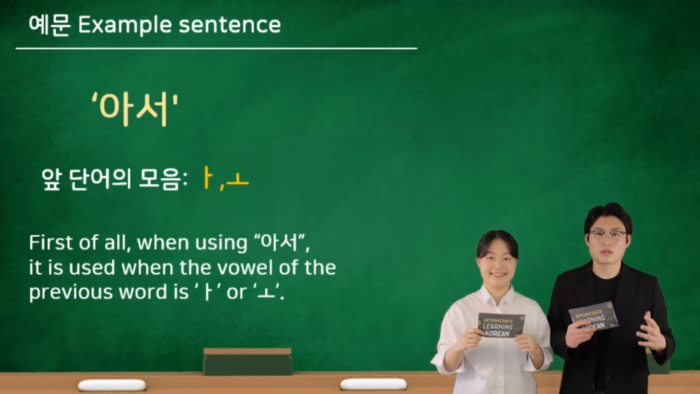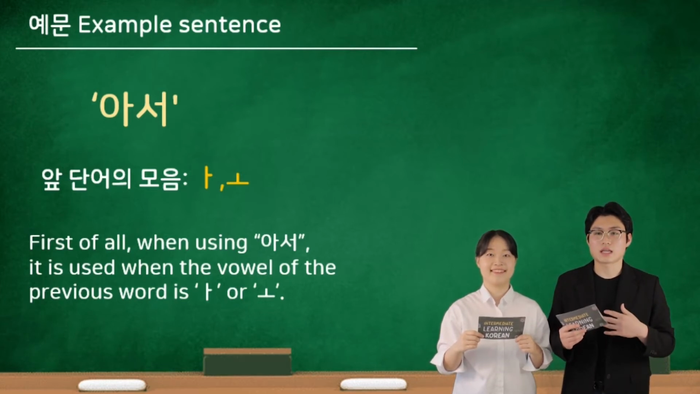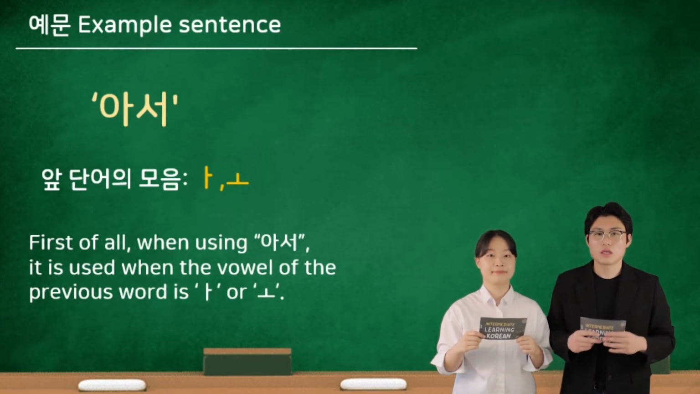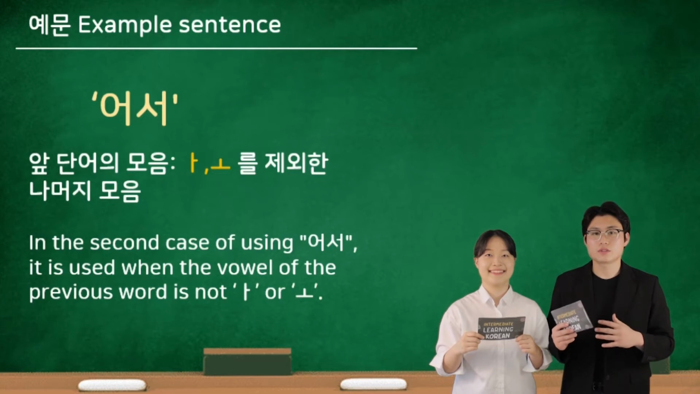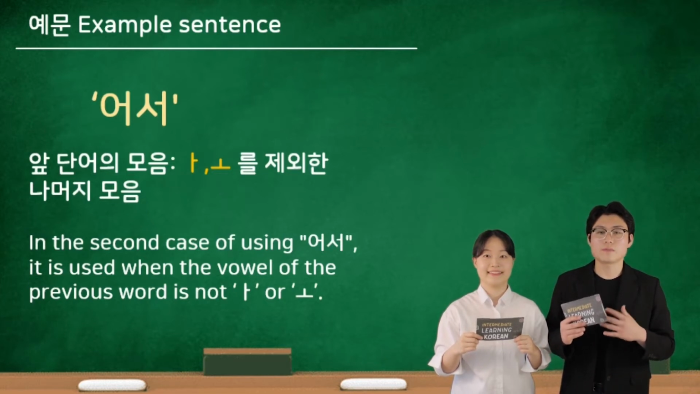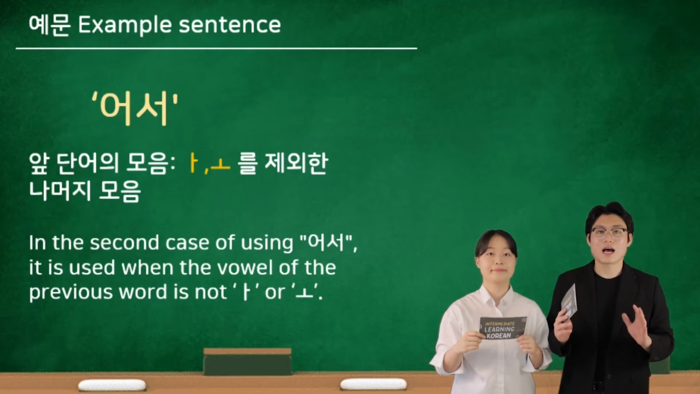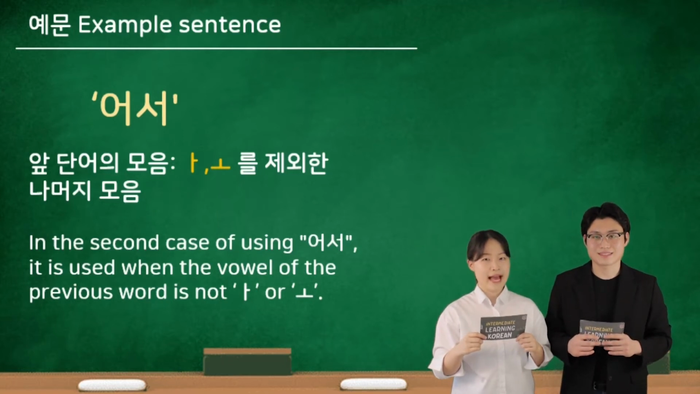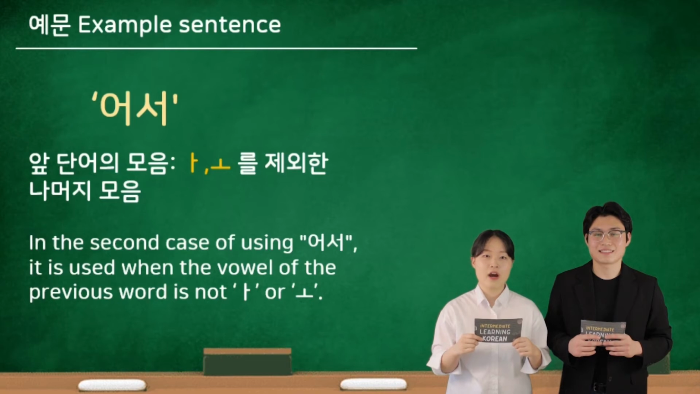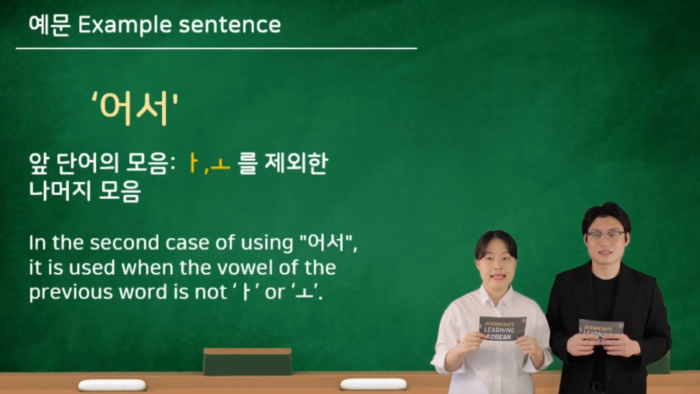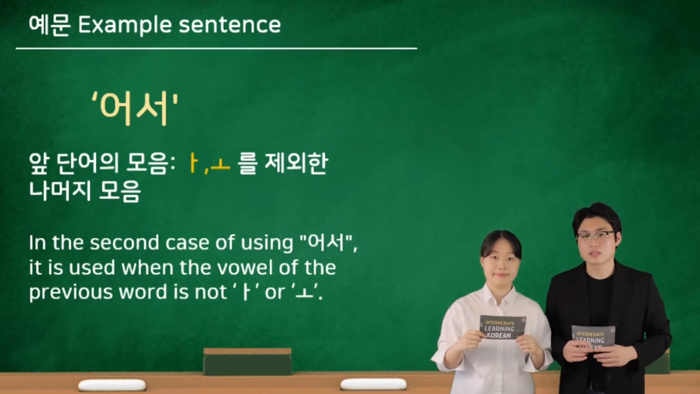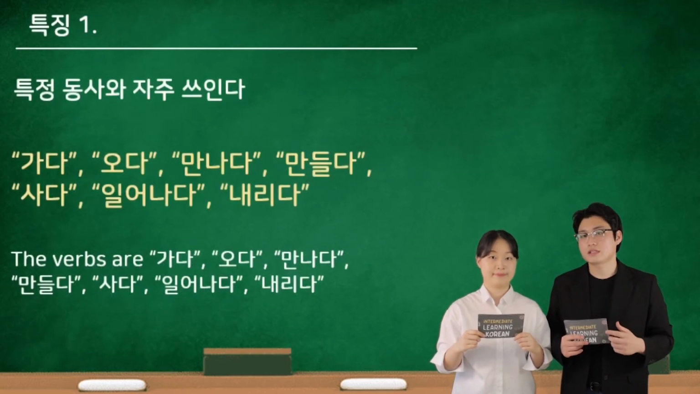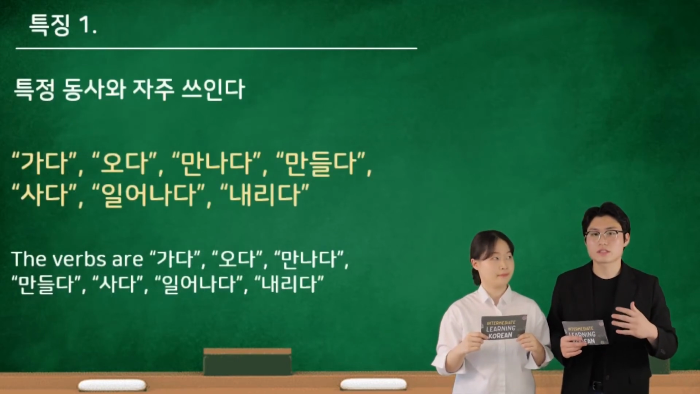The second feature is that the subject of the front sentence and the subject of the back sentence must be the same. For example, there are two sentences: 나는 학교에 가요 and 나는 공부했어요. When the subject is the same, the two sentences are combined and the subject of the back sentence is removed. Then it becomes the sentence 나는 학교에 가서 공부했어요.